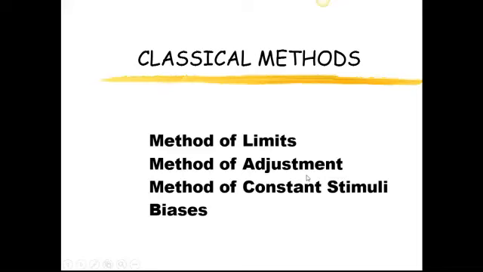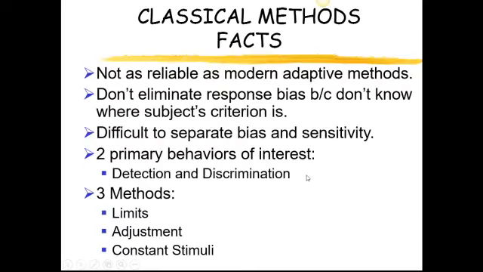This is our first lecture, and we're going to be discussing classical methods of measurement. So there's three basic methods we're going to be talking about: the method of limits, the method of adjustment, and the method of constant stimuli. And then we'll talk about some biases that may come into play with those methods.